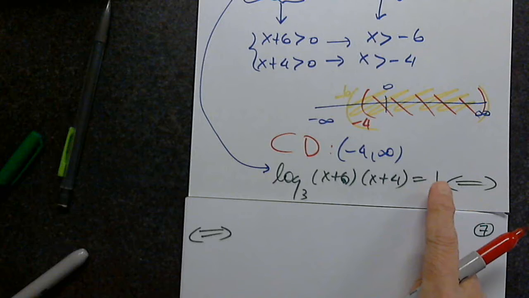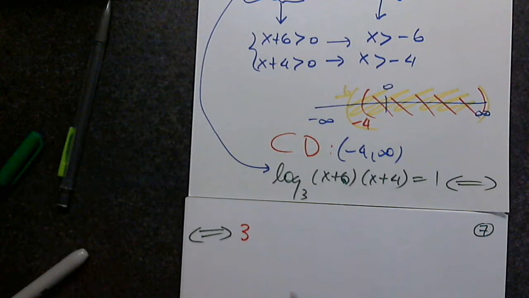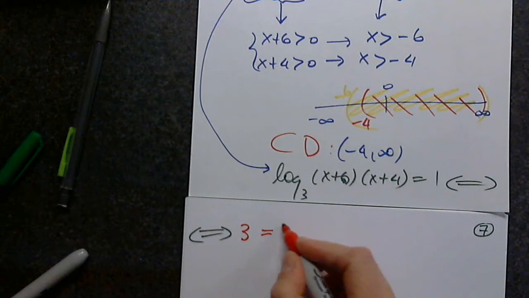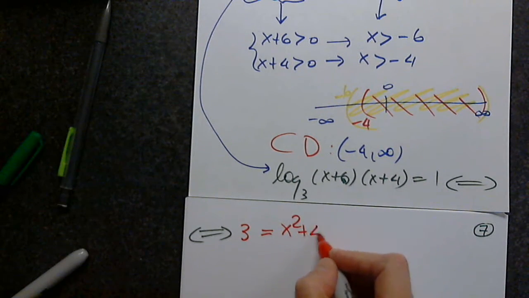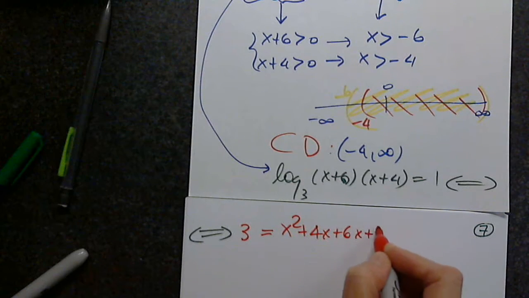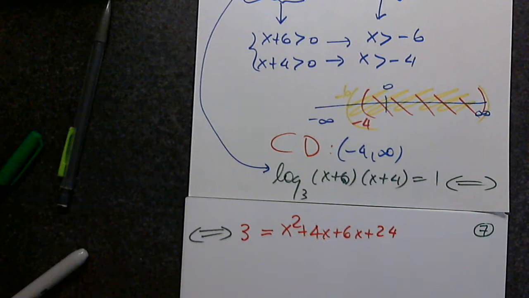3 raised to the first power equals x plus 6 multiplied by x. I'm going to multiply it: x squared plus 4x plus 6x plus 24. Now I'm going to ask myself, what type of equation is this, and how do I solve it? Quadratic. Yes, it's quadratic. What do I need to do?